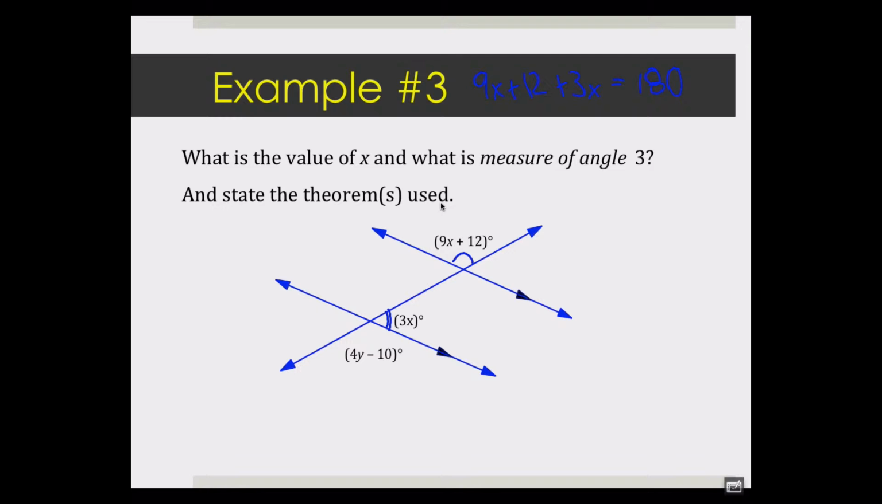Excellent. Good answer. It isn't any of the pairs of angles we've talked about. Those aren't alternate interior, they're not alternate exterior, they're not consecutive, they're not corresponding. So how did you know to say that they're supplementary? Because the angle with 9x plus 12, its corresponding angle is right next to 3x. This one? Yeah. And because they're adjacent and next to each other, they equal 180.